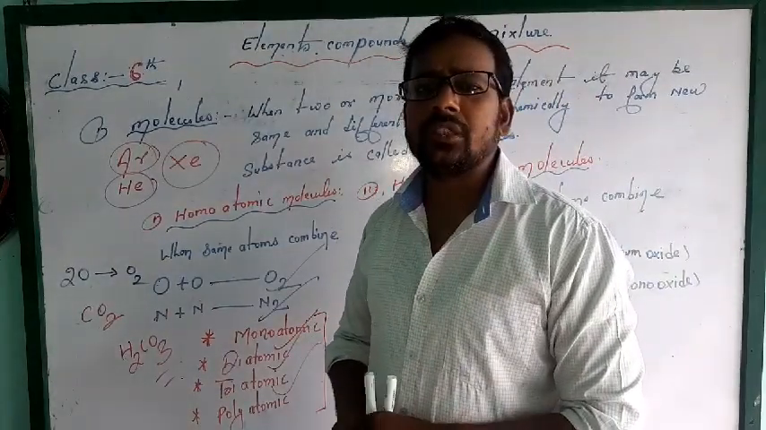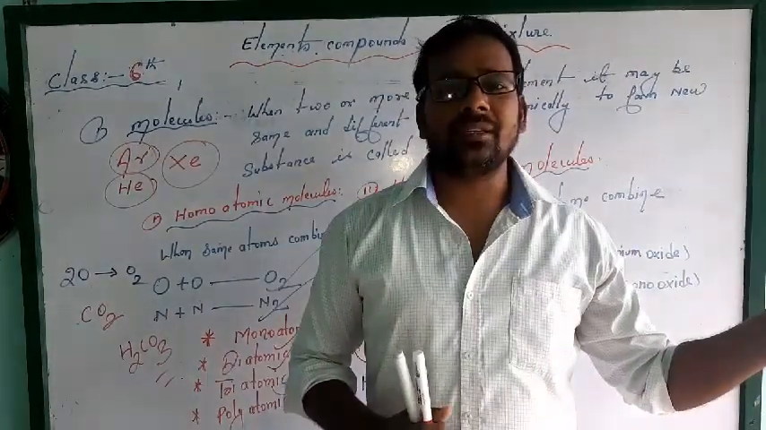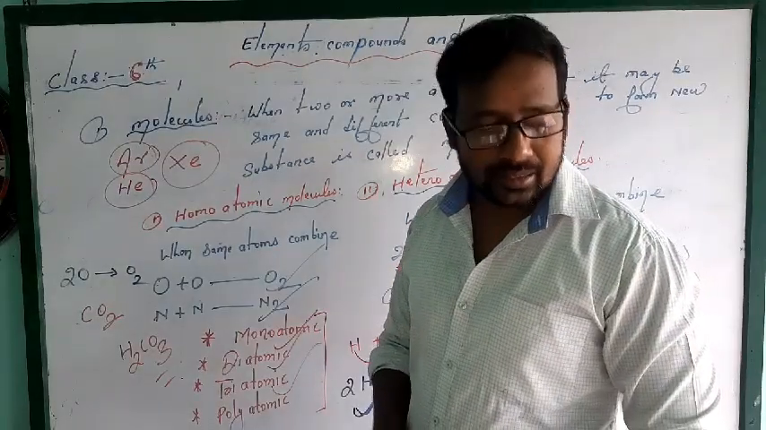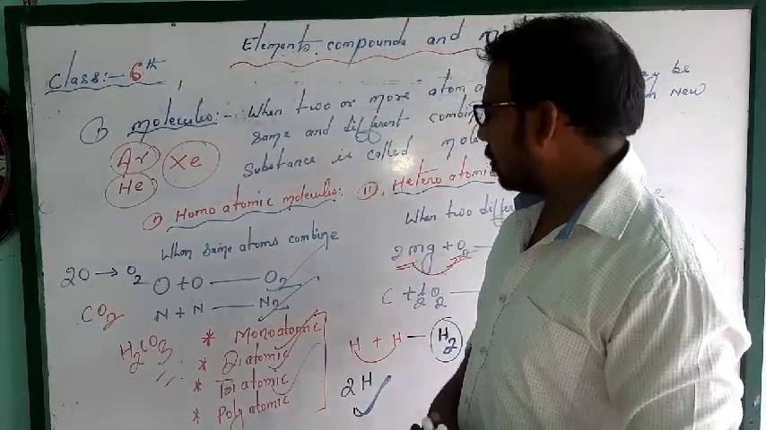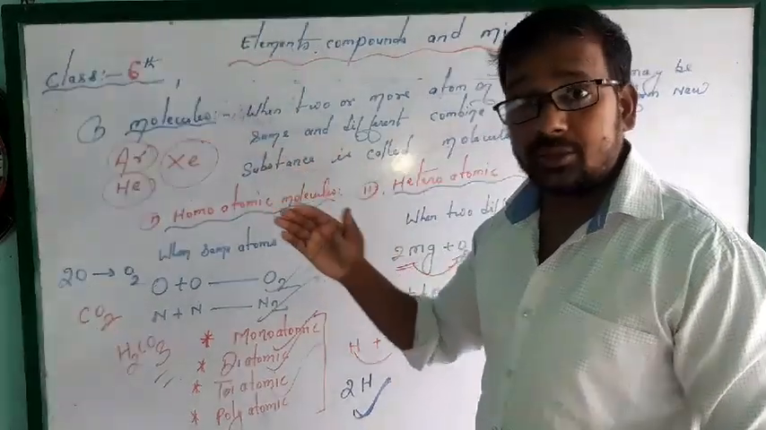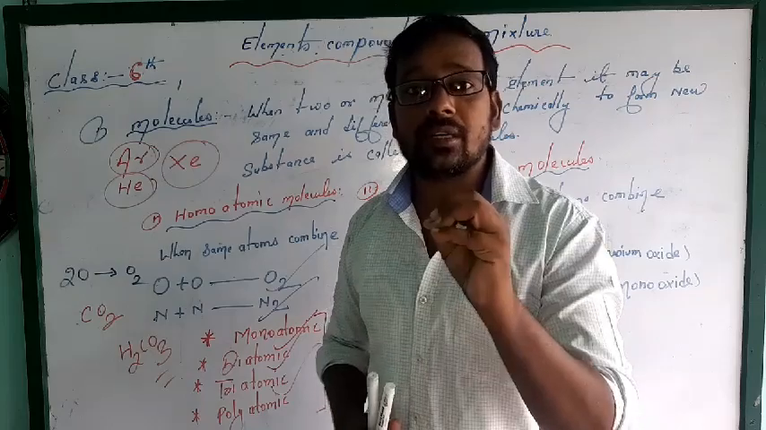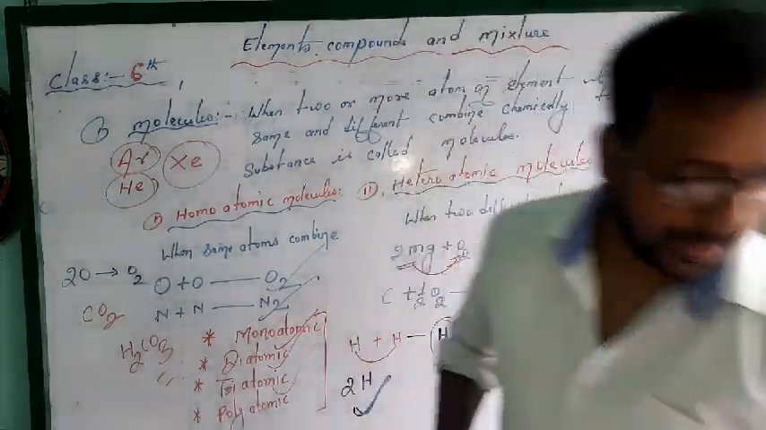So there is no need to write hexaatomic. Simply you will say polyatomic. That is the easiest form. Now next topic is that we have done molecules. Now next is the very important topic, compound. What is a compound? Try to understand, my dear students.